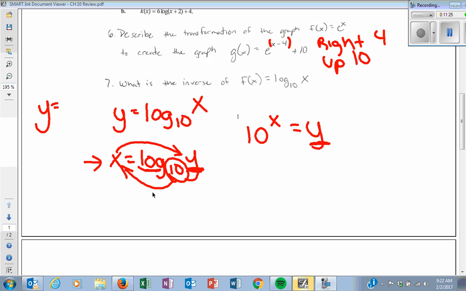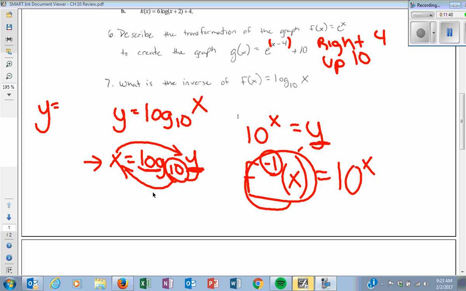Y would really be represented, because it's the inverse, I want to tell the person it's the inverse, so I go f inverse, or f -1 of x, which just says it's the inverse of the function, equals 10 to the x. This really just represents my y, which is right there. Okay, that would be my final answer.